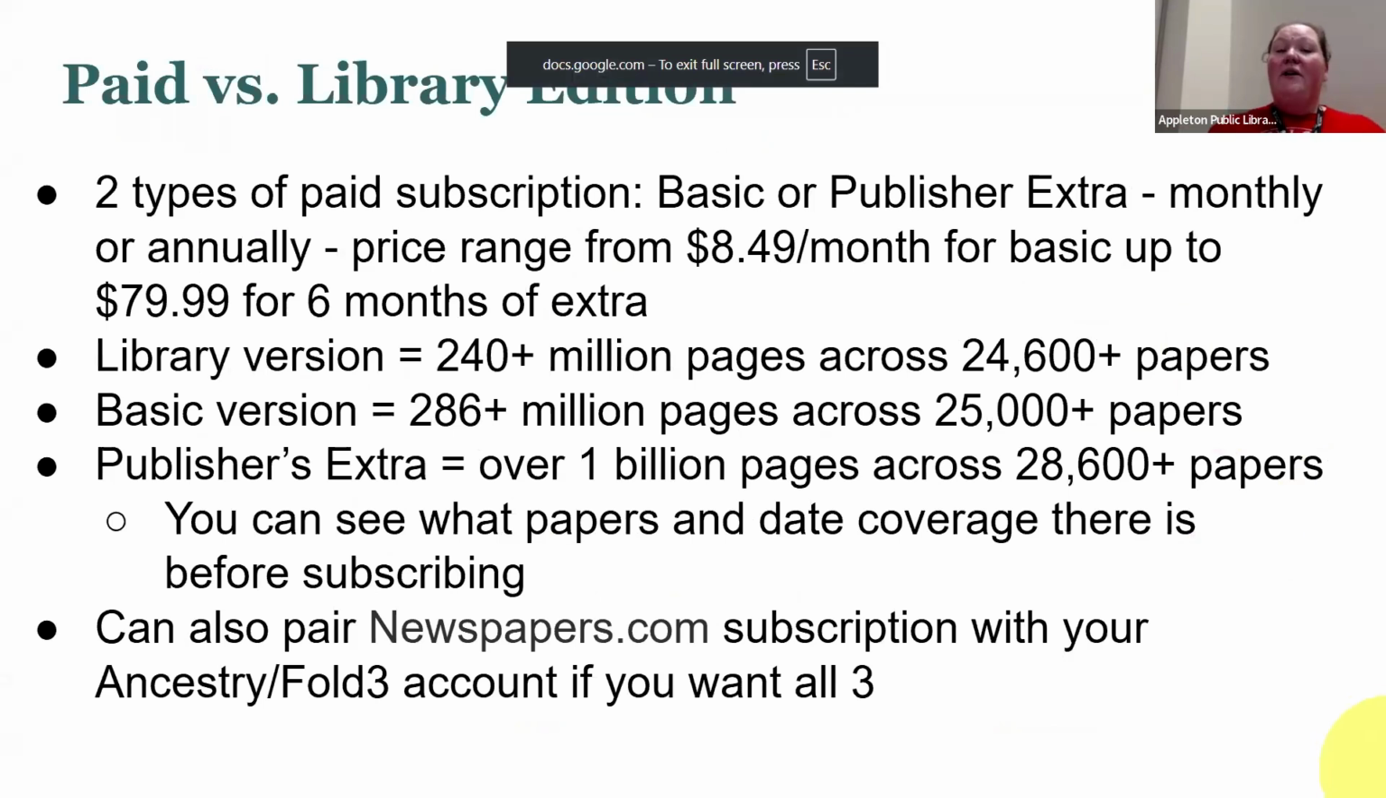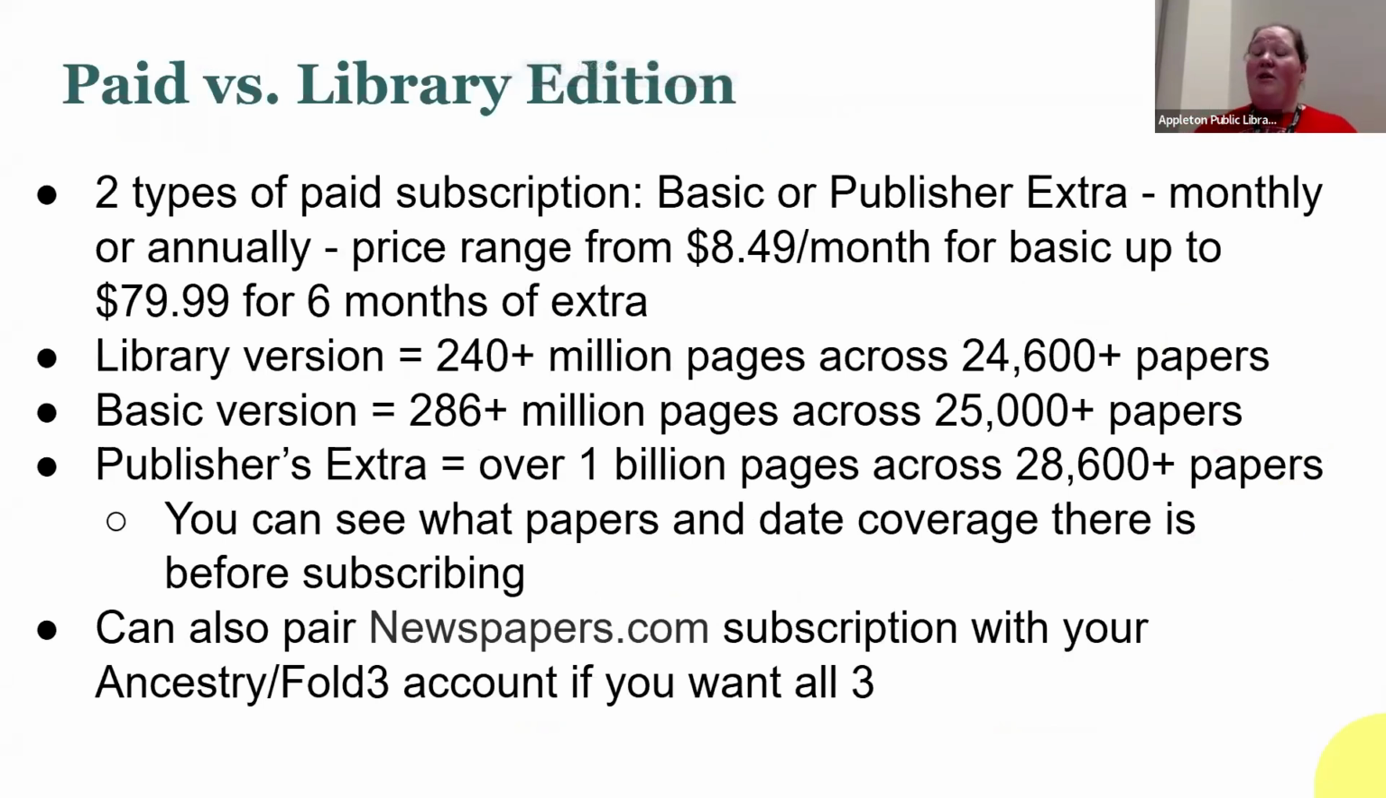So again, there are two different types of paid subscription. If you are thinking, hey, I really want to get the most bang for my buck, I really need to research these newspapers, they have a basic subscription and a publisher's extra subscription. You can pay for these either monthly or annually, and it ranges from $8.49 a month for the basic up to $79.99 for 6 months of the publisher's extra. They do sometimes run deals though.